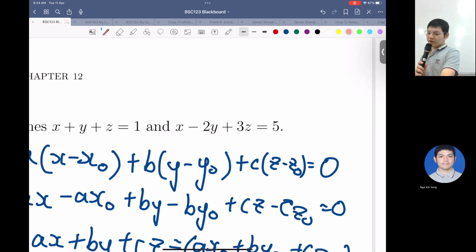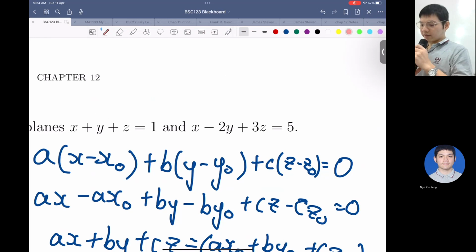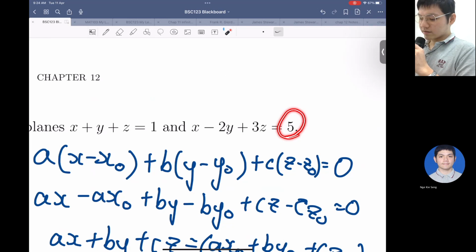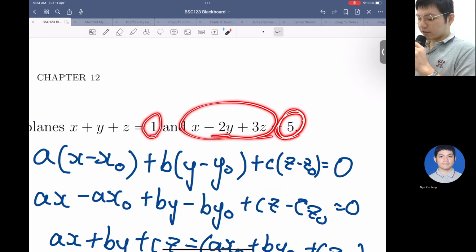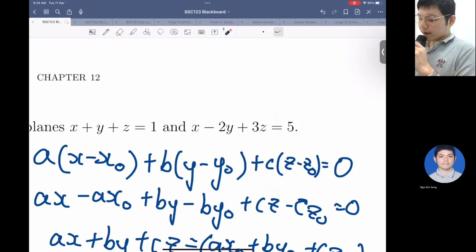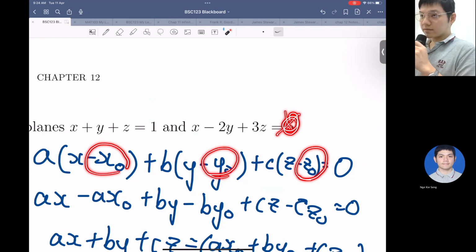So if you have a plane equation, whether the constant is non-zero, you don't know anything from this equation. The only thing you know is the coefficients in front of x, y, z. That is the normal vector. But you don't know what point is on the plane. Only when the constant part is zero can you read out the point on the plane. Make sense?